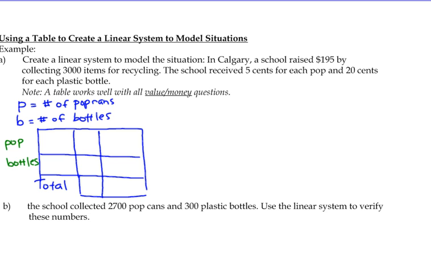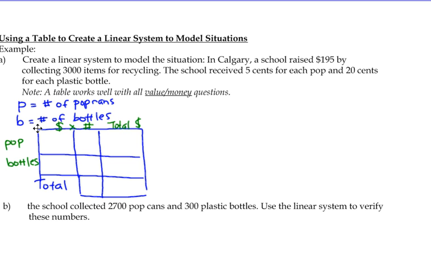Okay? So the formula is this. We need to make an equation. Now in a total and a value, we have a value problem. The price for one times the number we have of that item equals the total value, the total amount of money for each item. So if I have a pop can worth 5 cents and I collect 100 of them, then 100 times 5 cents would be how much money I collected. So $5 in pop cans.